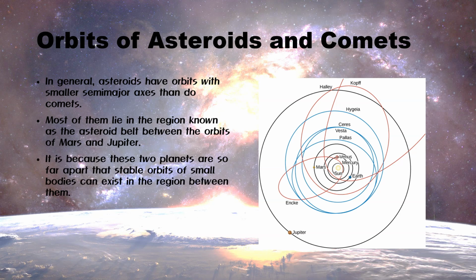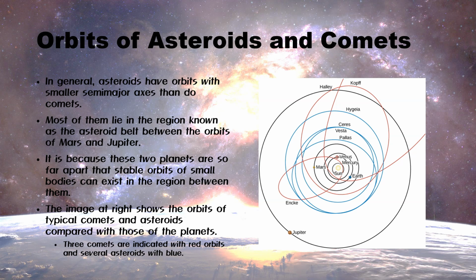And one thing to keep in mind with that location of the asteroid belt, the two planets that they're wedged between are so far apart that we actually have some stable orbits of small bodies that can exist in that region of the asteroid belt. So something like Ceres has a pretty stable orbit where it's located.